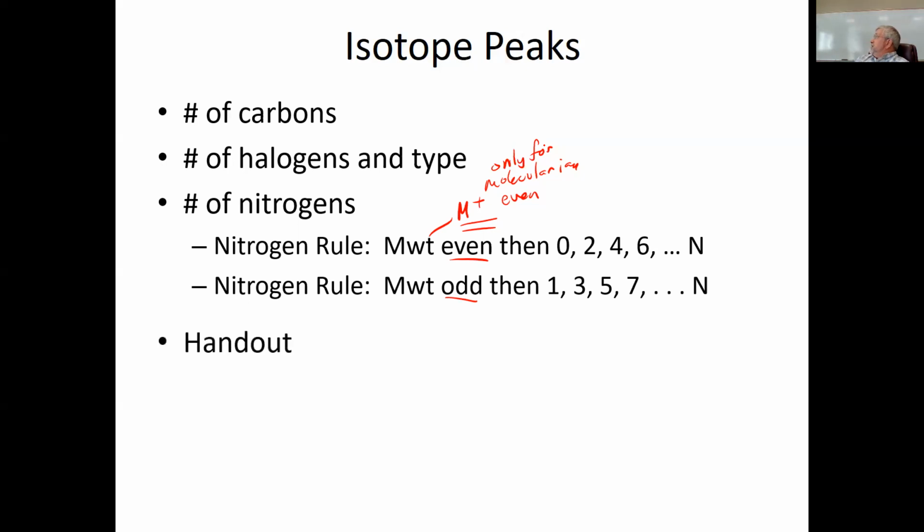Okay. So that's an important rule, and we're going to look at some handouts. Rings plus double bonds. You remember that? A little bit. I'm not sure where I'm going next.